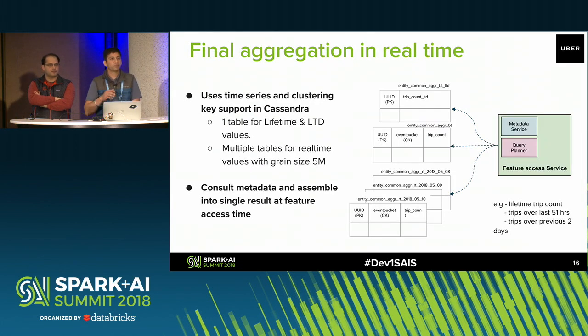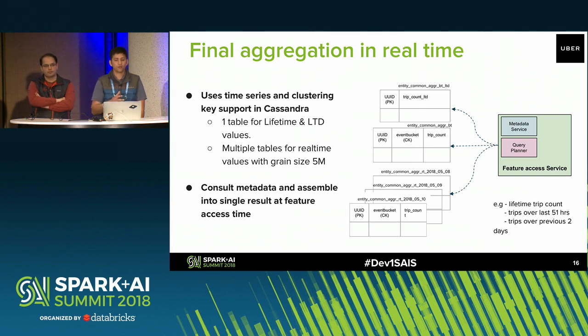Now, moving on to the final piece in this entire aggregation. This is our feature access microservice. What this feature access microservice does, based on the metadata for a given feature, whenever a feature access is made in real time, is decide what part of the feature value should be picked up from which of the offline computations.